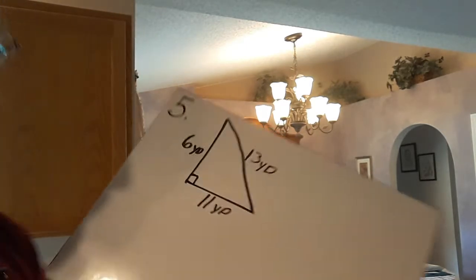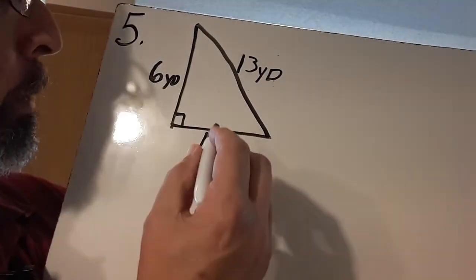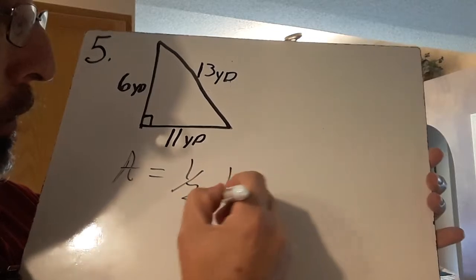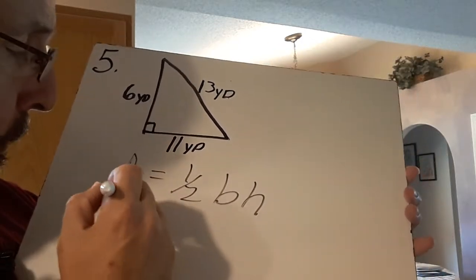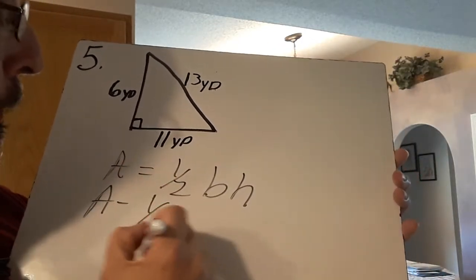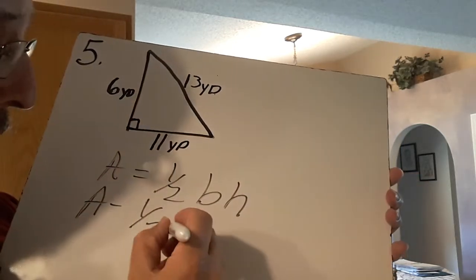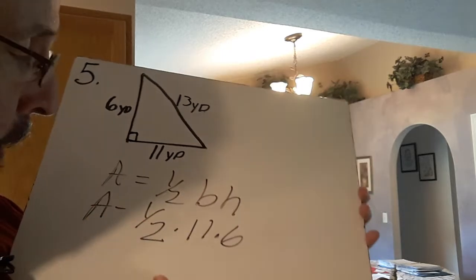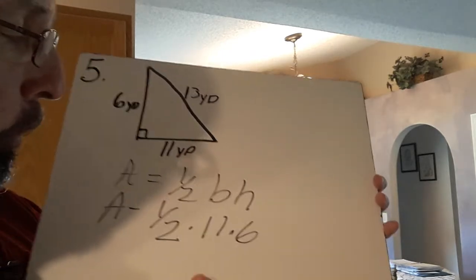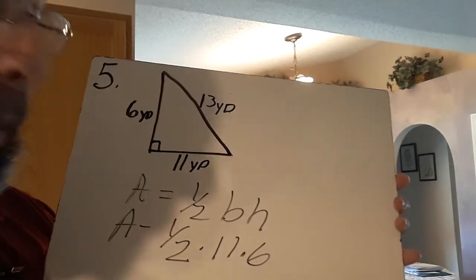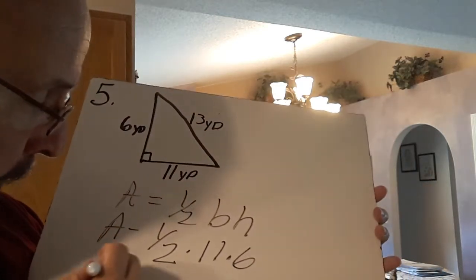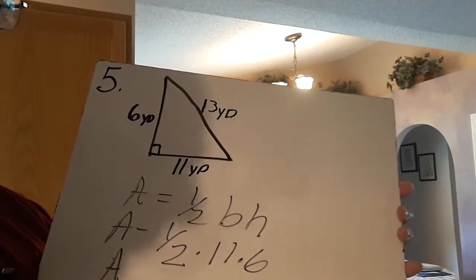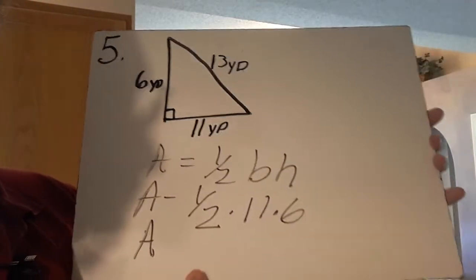Number 5 is again another triangle. So your area equals 1/2 base times height. Area equals 1/2 base times 11 times 6. Doesn't matter what way you multiply these. You could say 11 times 6 divided by 2. Or you could take half of 6 and get 3 and multiply that by 11. That works as well. All right? You can do it either way.